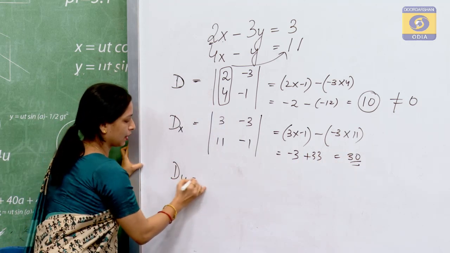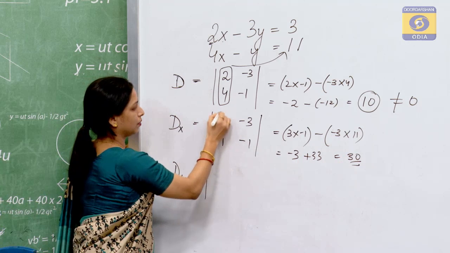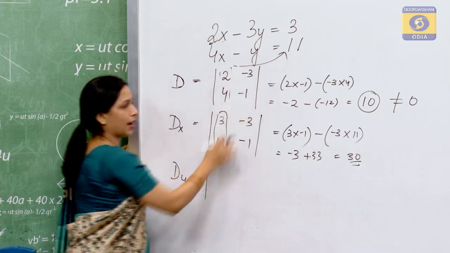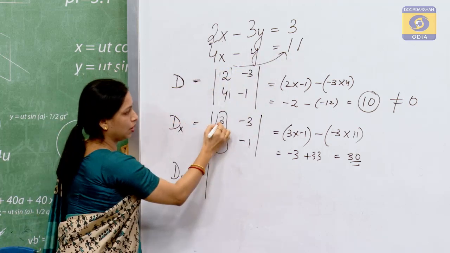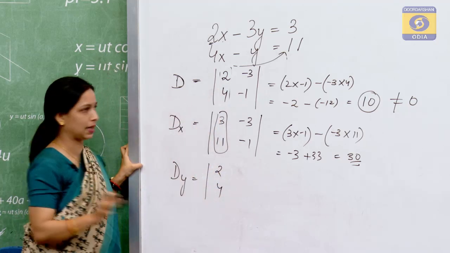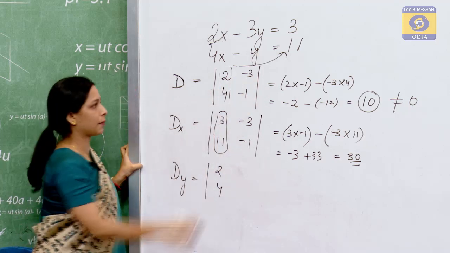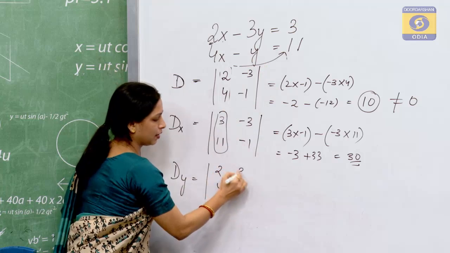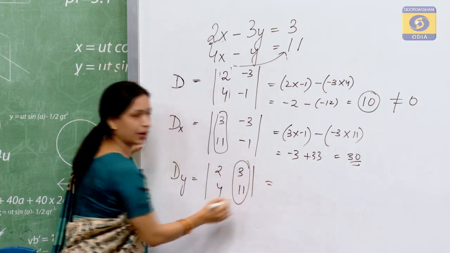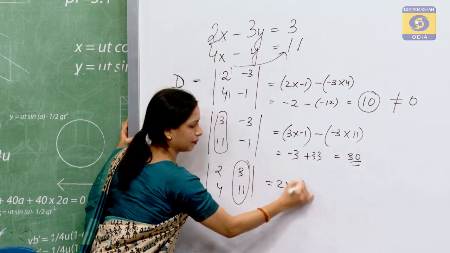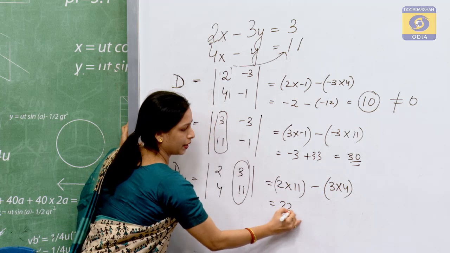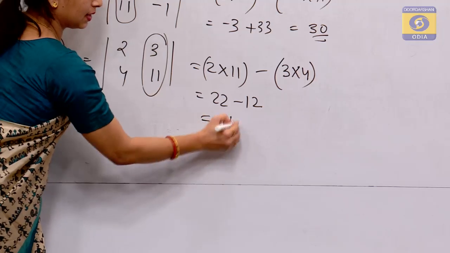Now, Dy. In Dy, we substitute the coefficients of y with the known values. The x coefficients remain the same, so 2 and 4 remain, and we substitute the coefficients of y, minus 3 and minus 1, with the known values, 3 and 11. Now, the next step, we find the determinant. So, 2 into 11 minus 3 into 4. That is 22 minus 12, so the answer is 10, right.